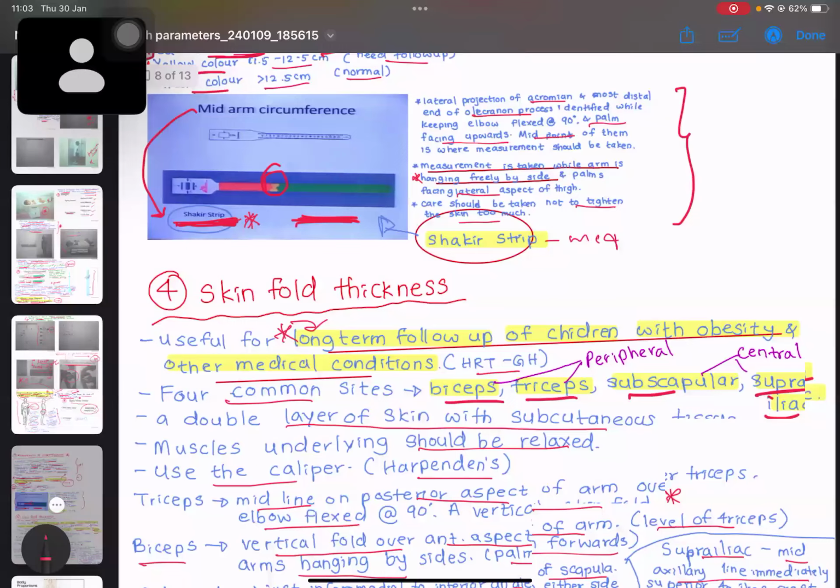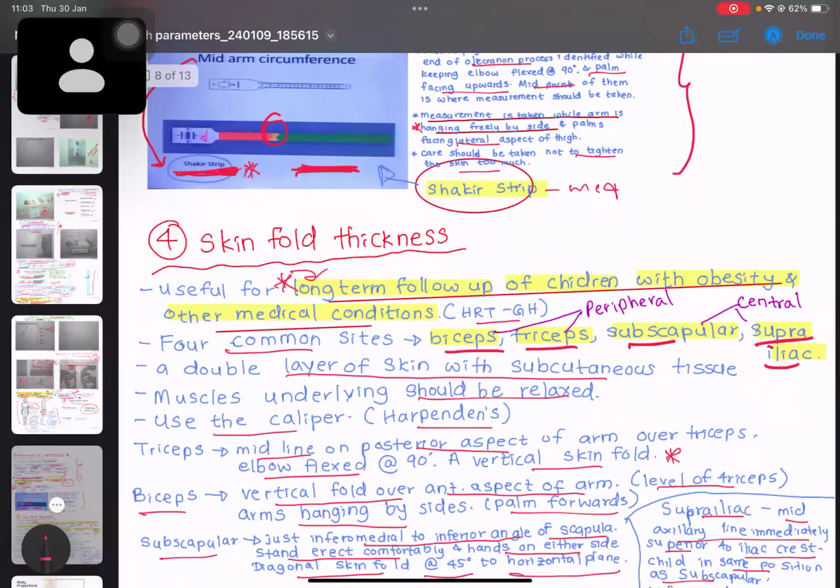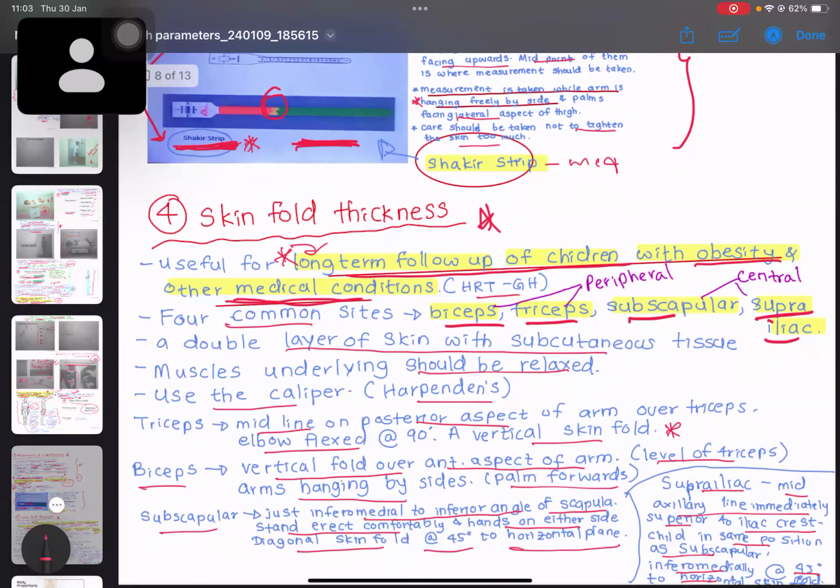And then the skin fold thickness. It's useful for the long-term follow-up of children with obesity and other medical conditions. Read this note properly because it is for long-term follow-up. The skin fold thickness is used for long-term follow-up in children with obesity and other medical conditions. These are MCQ points. It's not a rapid screening method for undernutrition. It's a long-term follow-up method.